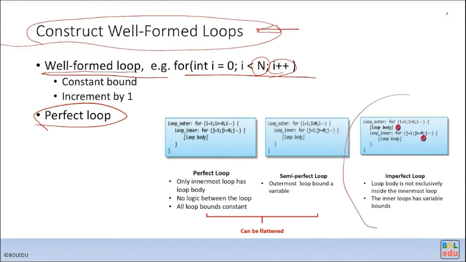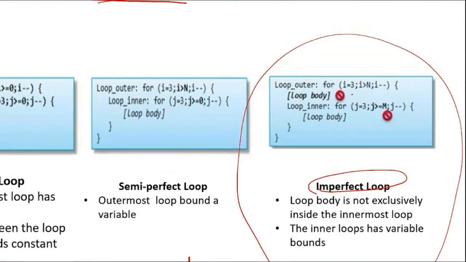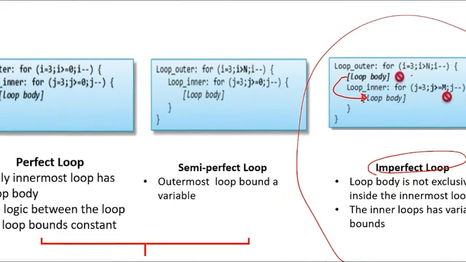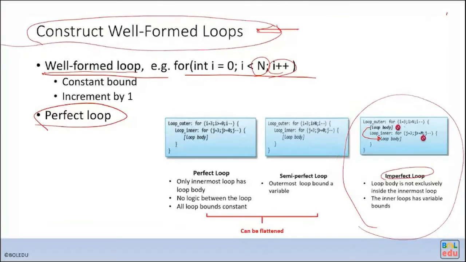And we also introduced the techniques for how to turn an imperfect loop into a perfect loop. For example, if there is a loop body between two loops, then this one should get merged into the inner loop. And in the midterm exam, there's a test for how to turn an imperfect loop into a perfect loop.